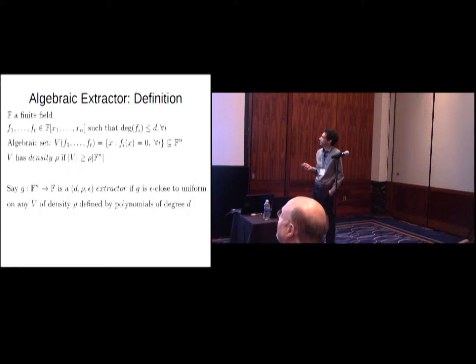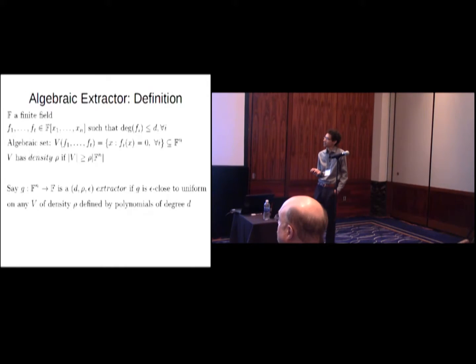So I'll begin by defining extractors, but just in the special case of algebraic extractors, as the last 4 talks have given the general definition. Let F be a finite field, F1 through Ft, a collection of polynomials in the polynomial ring. That is to say, each of these are polynomials in n indeterminates with coefficients drawn from the field F, all of low degree, namely each of these are degree at most d. We consider the algebraic set V of F1 through Ft. This is the set of common zeros of the collection of polynomials. That is the set of all points x, such that all of these polynomials vanish on x.